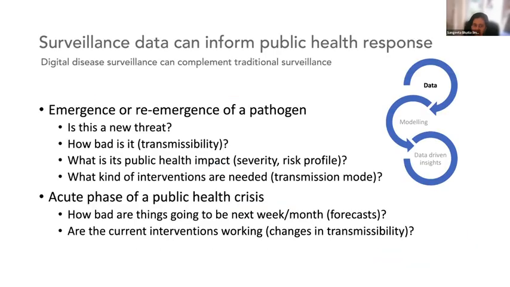When we talk about surveillance, data are absolutely crucial to answer any kind of public health question that we have. So when we have a new disease, an emerging pathogen like SARS-CoV-2, or the re-emergence of a pathogen like, for example, monkeypox, public health decision makers need to know, is this a new threat? And if it is, how bad is it? And they need to understand its public health impact. So that ties into the question of severity and risk profile.